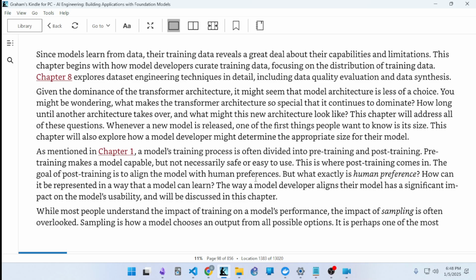Whenever a new model is released, one of the first things people want to know is its size. This chapter will also explore how a model developer might determine the appropriate size for their model. As mentioned in Chapter 1, the model's training process is often divided into pre-training and post-training. Pre-training makes a model capable but not necessarily safe or easy to use. This is where post-training comes in.